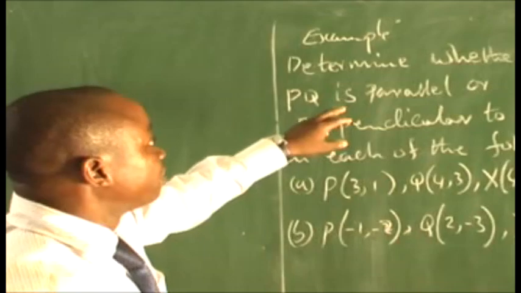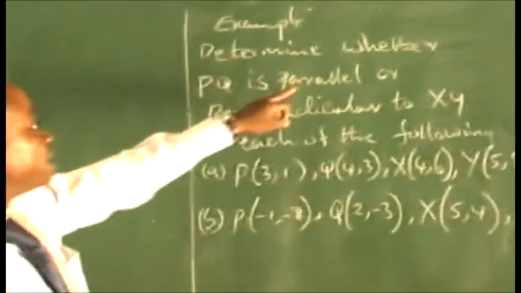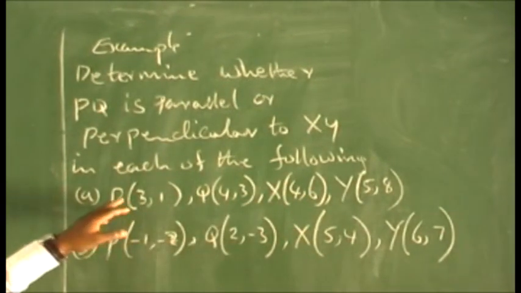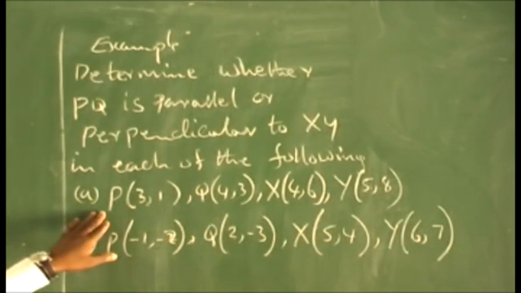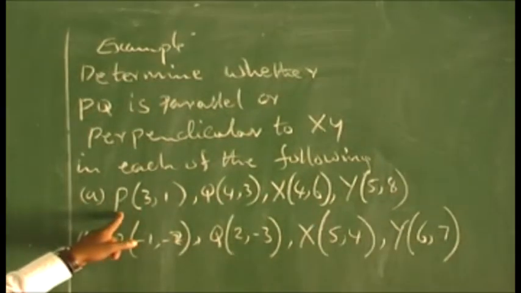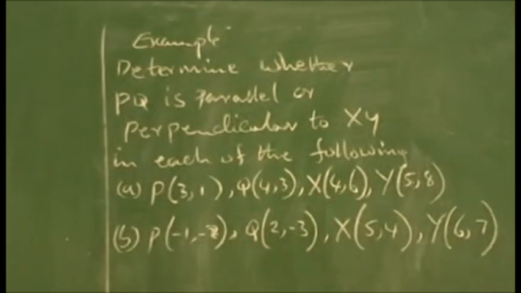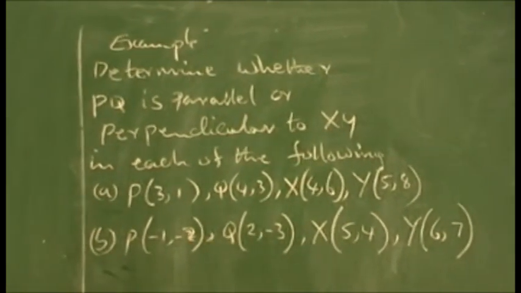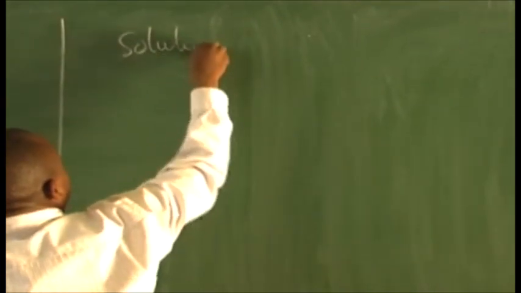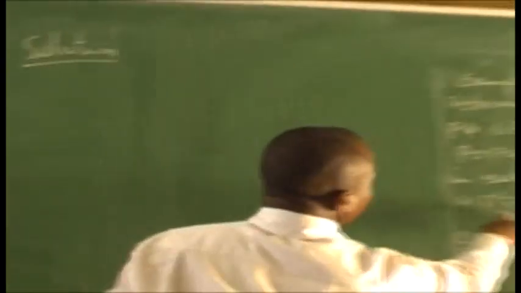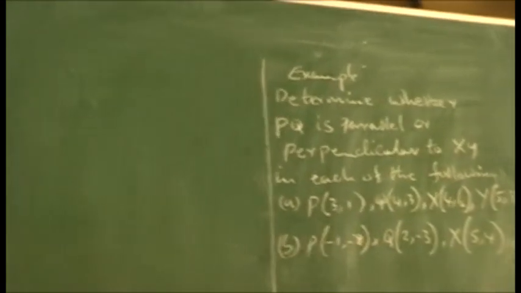Now, for this example, we are going to determine whether PQ is parallel or perpendicular to XY in each of the following. For A, we have point P with this coordinate, Q with this coordinate, X and Y with these coordinates. The same thing happens to B. And let's take the solution. I'm going to first take the gradients of these two lines.